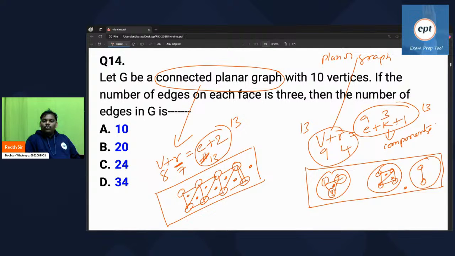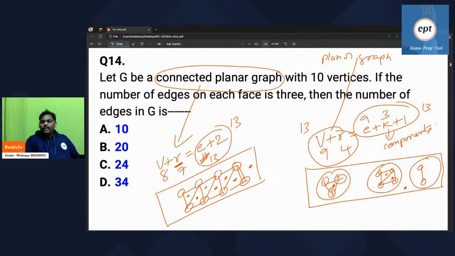If anyone doesn't know this formula, please try to understand. There is one more formula: E is less than or equal to 3V minus 6. That is also one more formula, and for every planar graph it will work. E less than or equal to 3V minus 6. As of now, it is required.